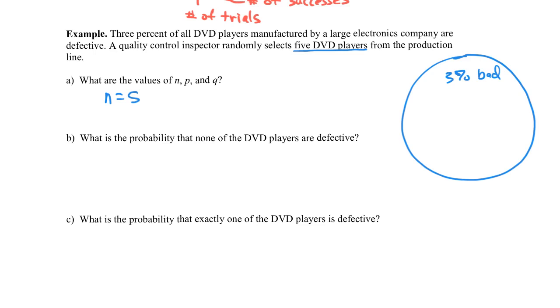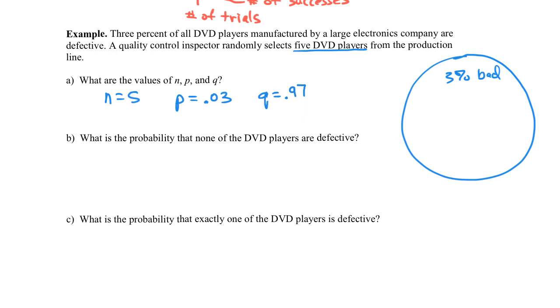So P equals 0.03. Basically, what I'm saying is, if this inspector picks one of these, there's a 3% chance it's going to be a bad one because 3% of these are bad. And then if P is 0.03, Q has to be 0.97.